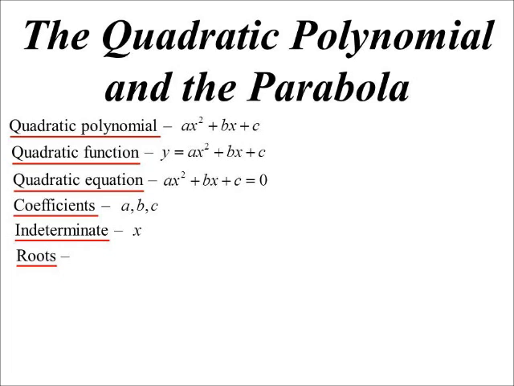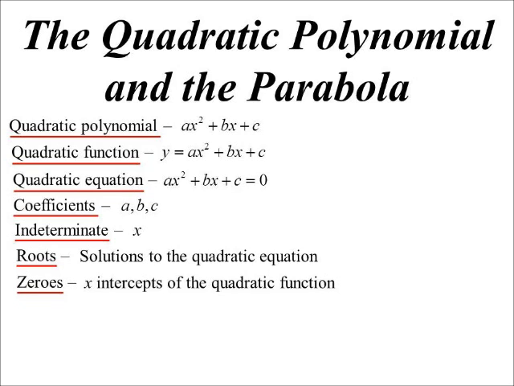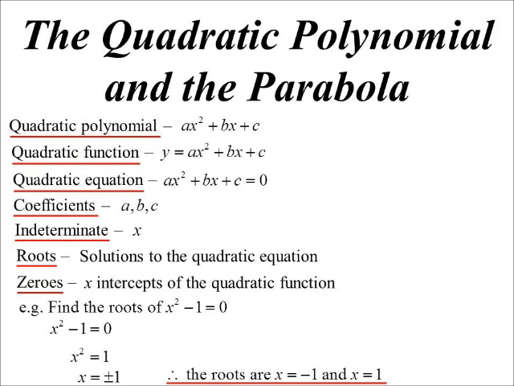The roots, well, they're the solutions to the quadratic equation, as opposed to the zeros, which are the x-intercepts of the quadratic function. Now, of course, they are the same numbers, but technically we have roots of an equation and zeros of a function. Although you will see people use the wrong terminology for the different situations. So if they're asking a question like this, find the roots of x squared minus 1 equals 0, all they're really saying is solve the equation. And so, of course, that's just plus or minus 1.